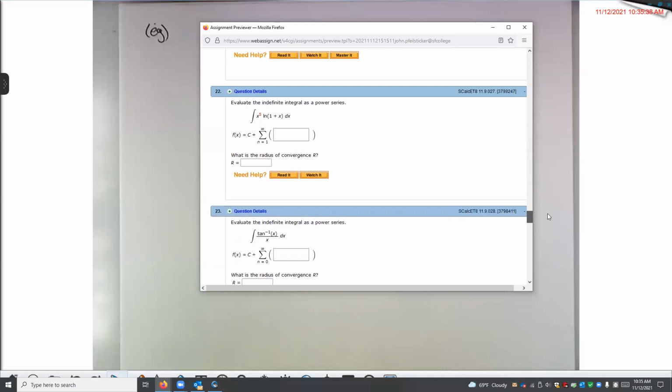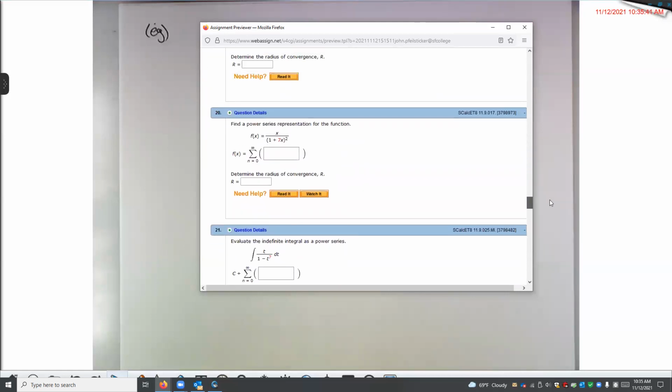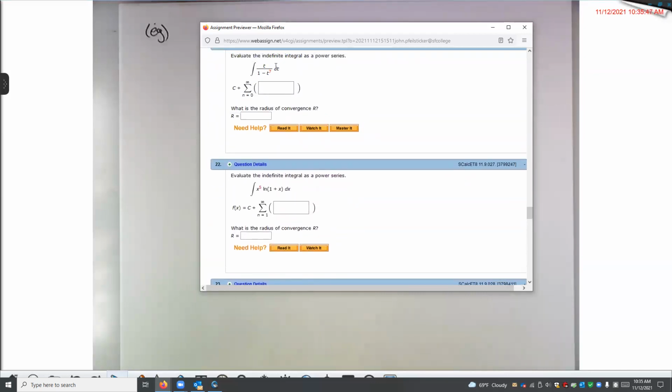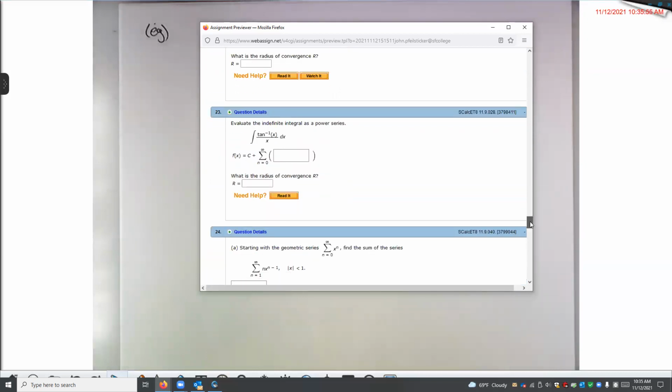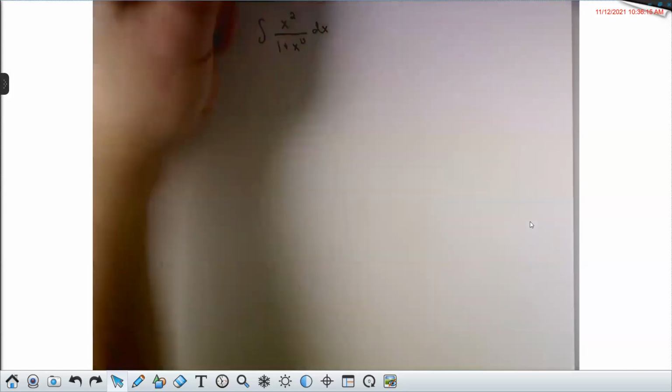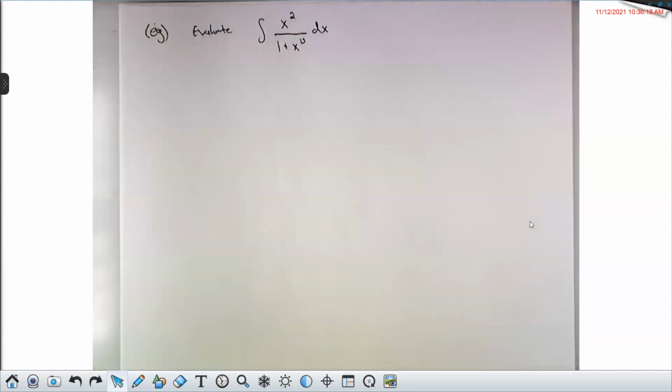So if you look towards the end here, we've got some problems, 21, 22, 23. These are all evaluate the integral by writing the thing as a power series. So maybe I'll do one that's kind of like 21, and I'll do one that's kind of like 22 or 23. Let's write x squared over 1 plus x to the 13 as a power series.